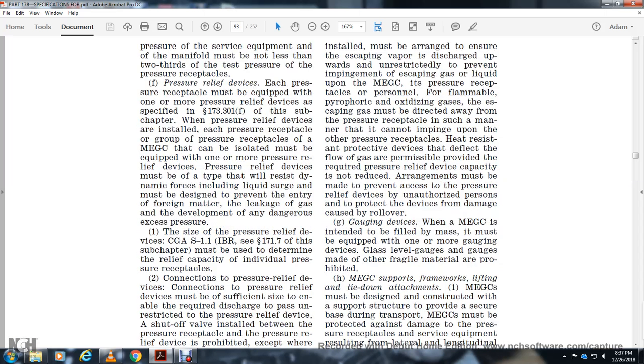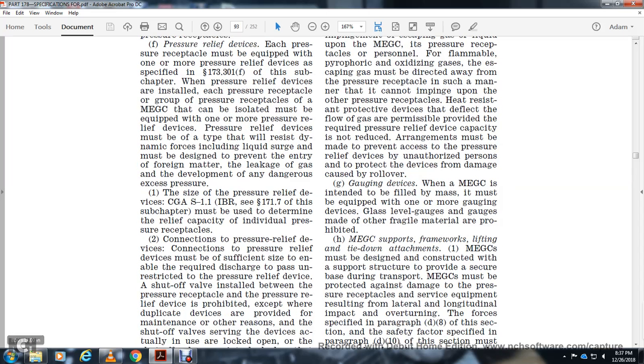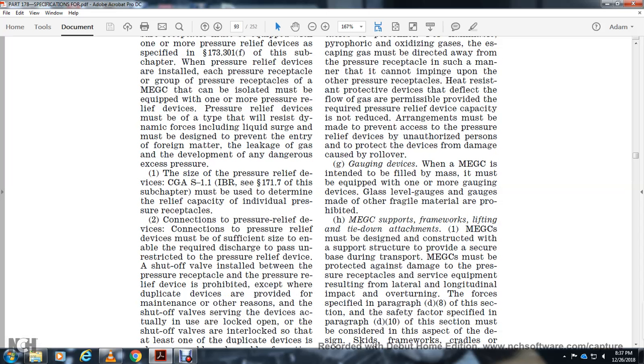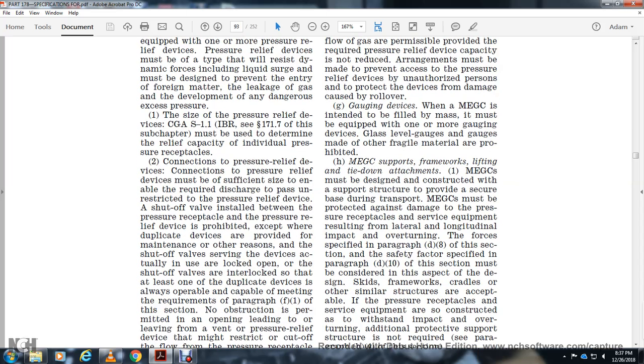CGA S-1.1 must be used to determine the relief capacity of the individual pressure receptacles. Connection of the pressure relief devices. Connections to pressure relief devices must be of sufficient size to enable the required discharge to pass unrestricted to the pressure relief device. A shut-off valve installed between the pressure receptacle and the pressure relief device is prohibited except where duplicate devices are provided for maintenance or other reasons. The shut-off valves serving the devices actually in use must be locked open, or interlocked so that at least one duplicate device is operable and capable of meeting the requirements of paragraph (f)(1) of this section.